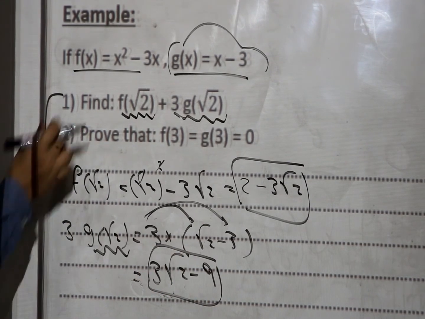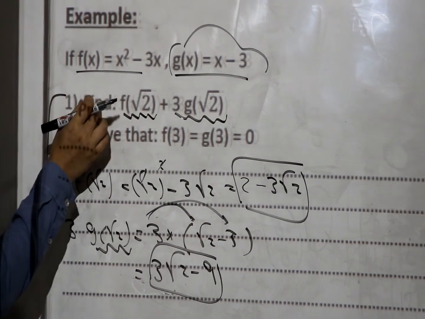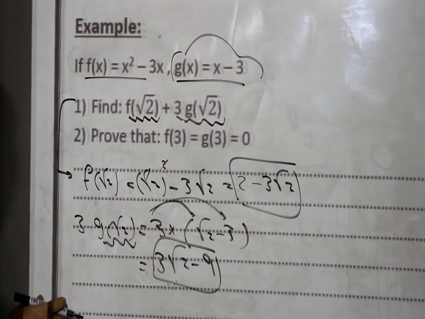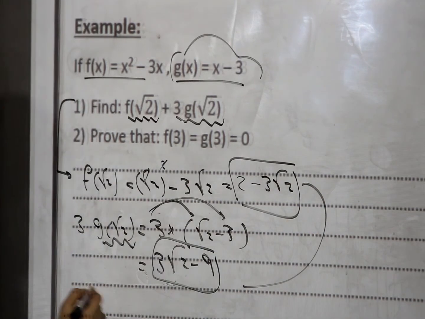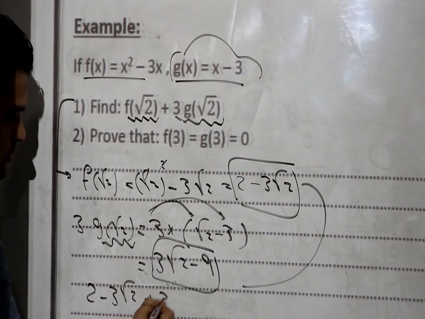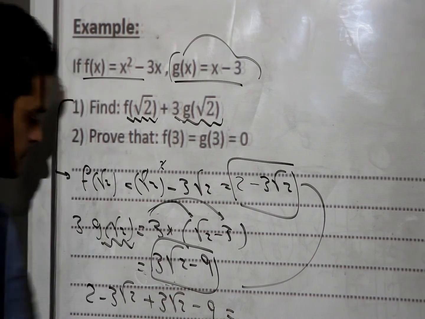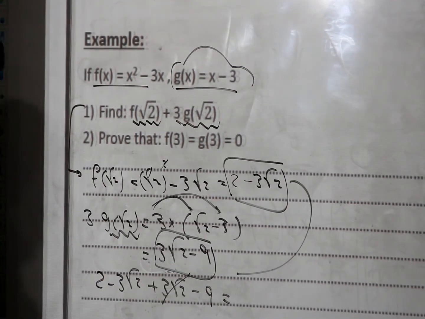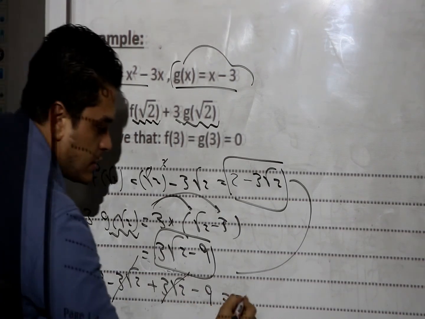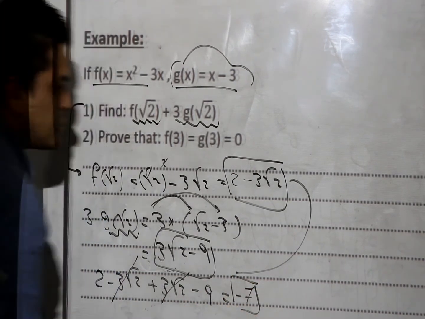Again, what about the required number 1? Required number 1 says f of root 2 plus 3g of root 2. So I will add 2 minus 3 root 2 plus 3 root 2 minus 9. We have 3 root 2 and its inverse negative 3 root 2, the result will be 0. 2 minus 9 equals negative 7.